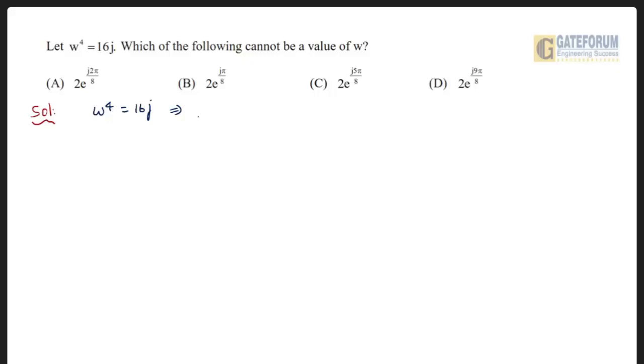So j is nothing but e power j pi by 2, that is cos pi by 2 plus j sin pi by 2, which is nothing but j only. So 16j can be written as 16 into cos pi by 2 plus j times sin pi by 2. Sin 90 is 1, cos 90 is 0. This is the modulus-amplitude form where the modulus of 16j is 16 and the amplitude theta is pi by 2. Next step.